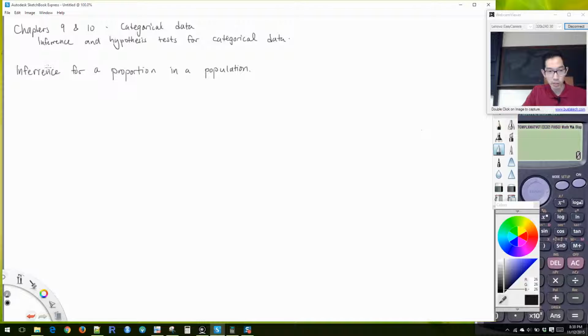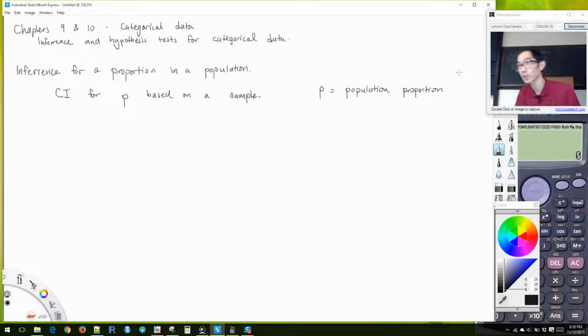Okay, so we're going to do a confidence interval for P based on a sample. Okay, so P is equal to the population proportion. So you have learned how to make a confidence interval for mu based on a sample, which would be this population mean. And we're going to do a confidence interval for P, the population proportion.